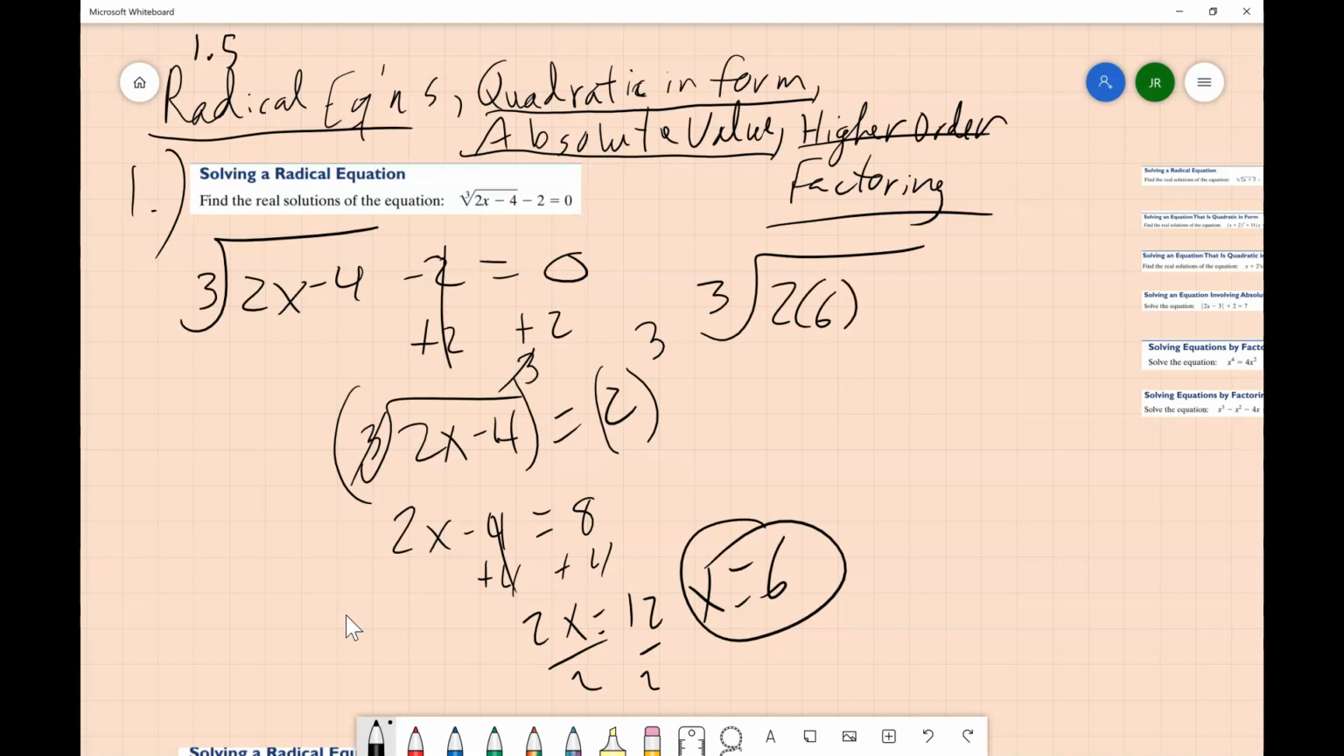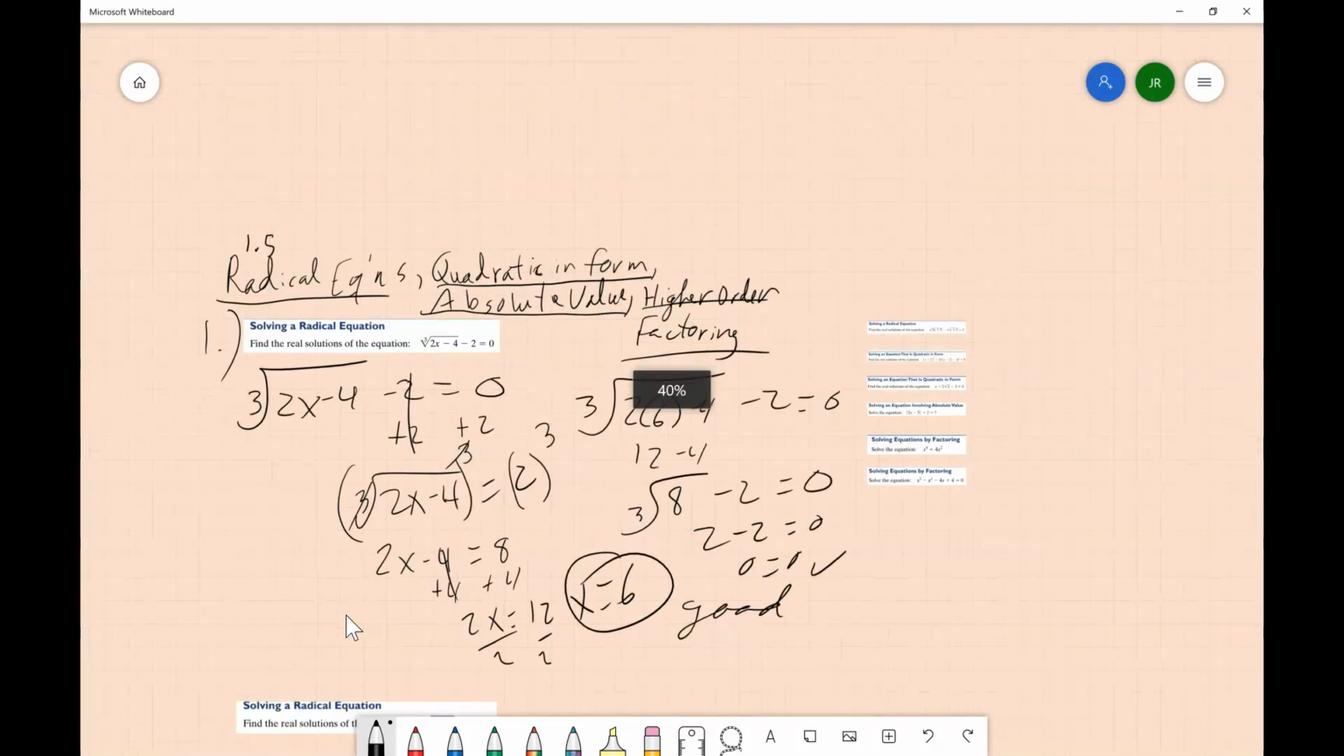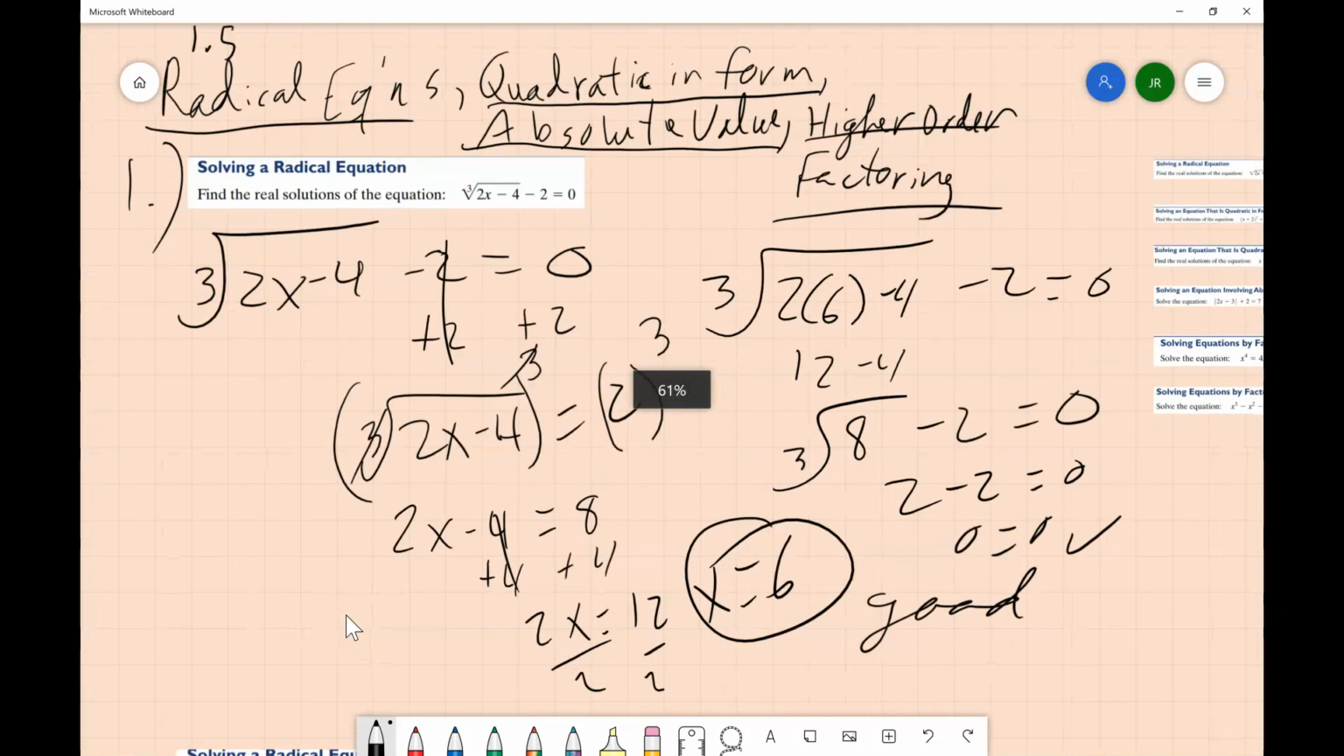2 times 6 minus 4 minus 2 equals 0. So that's 12 minus 4, that's going to be 8. So the cube root of 8 minus 2. And the cube root of 8 is 2. And 2 minus 2 equals 0. 0 equals 0. That checks out. So this is a good solution. So x equals 6 is a good solution. All right. Moving on to another example.